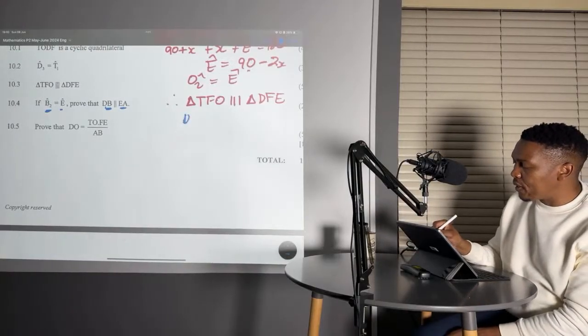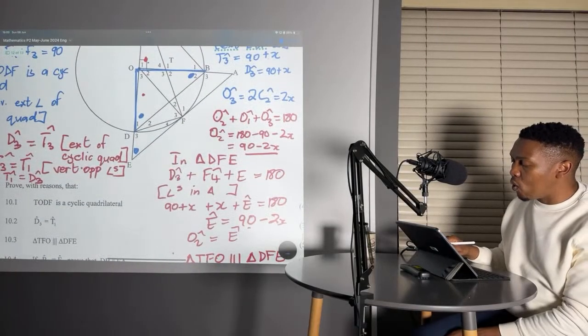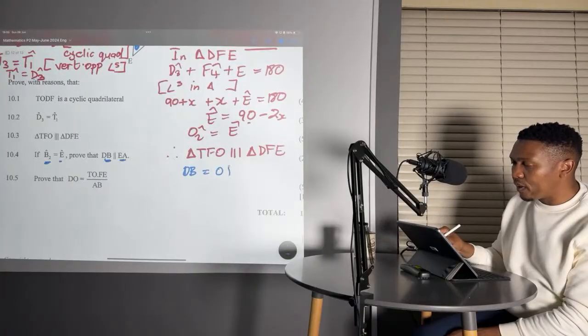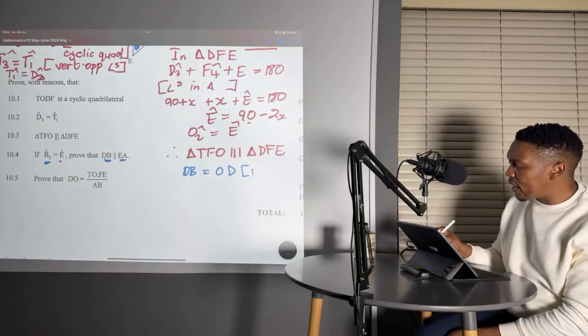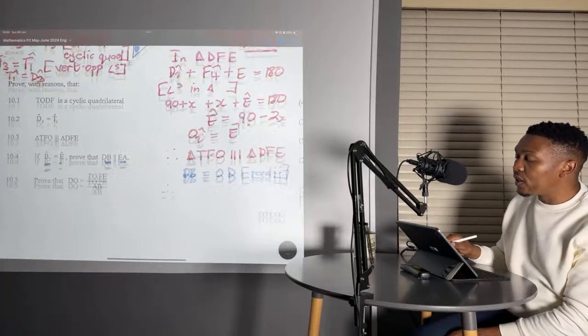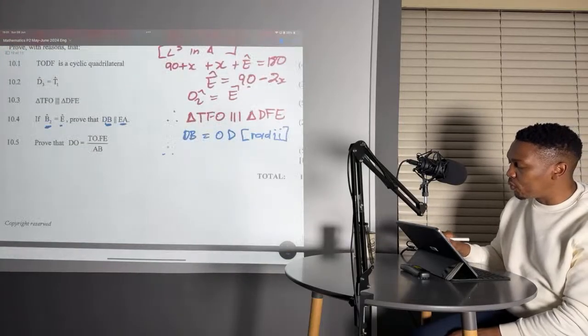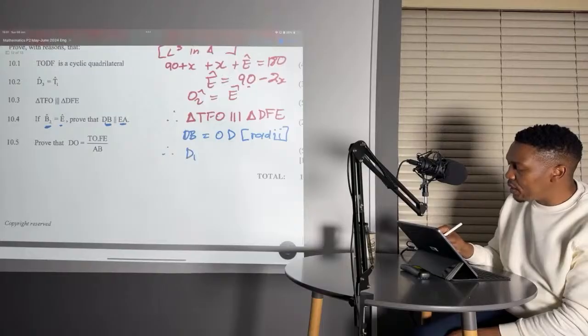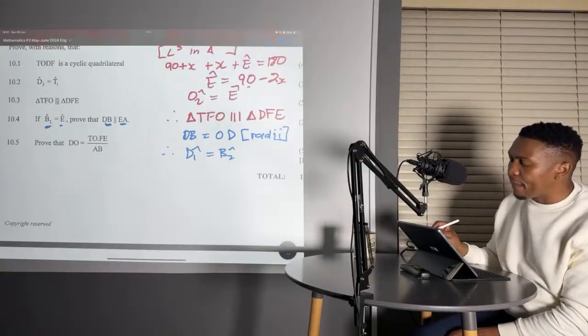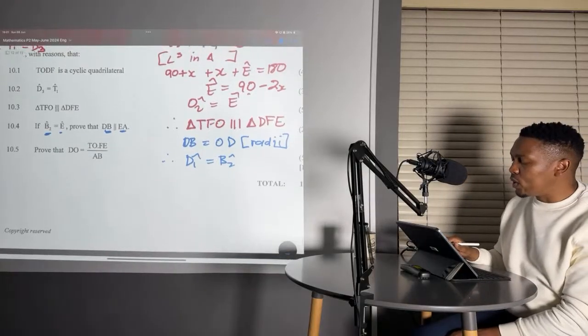So OB is equal to OD, right? And we said they are radii, and so therefore we know that D1 is equal to B2. D1 is equal to B2, right? But now, what do we note in this case?